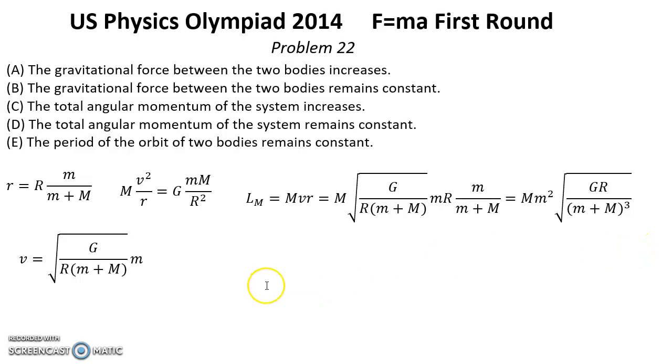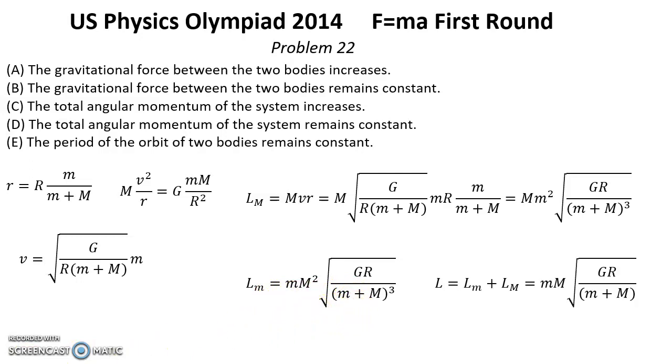By symmetry we have the angular momentum for small m equal to this expression, and after all we have the total angular momentum equal to this expression. Here, m plus M is constant, but we already found that small m multiplied by big M will decrease when removing delta m from the small mass to the big mass. It means that C and D are not correct, because the angular momentum of the system will decrease in any case.